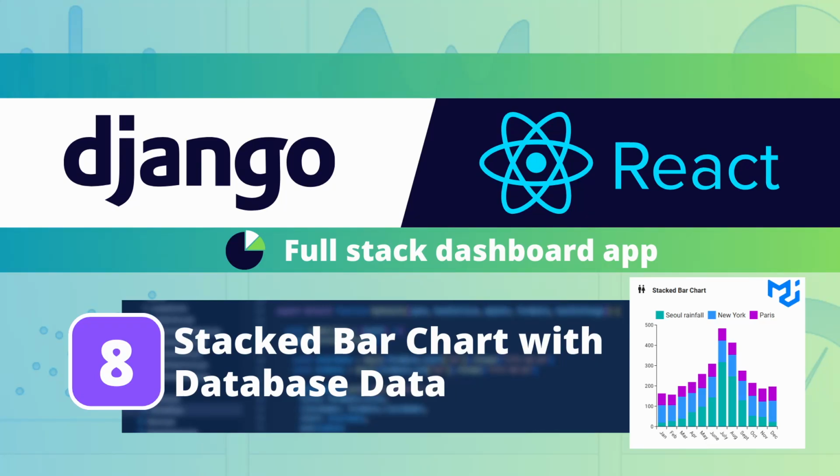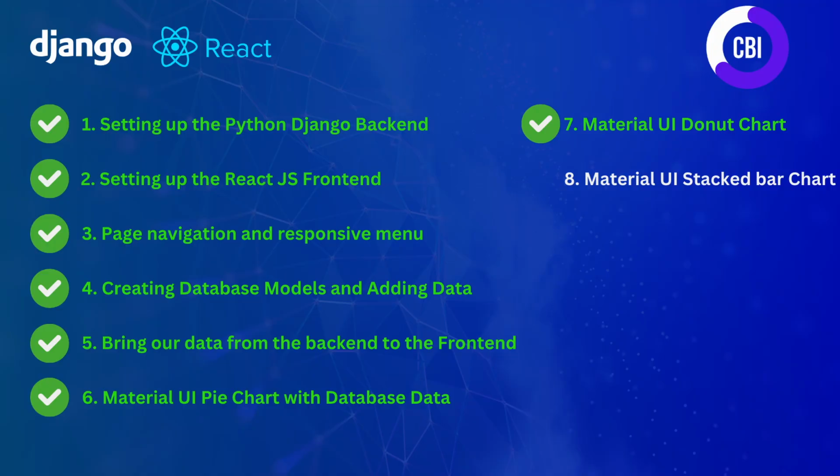In this tutorial series we're creating a Django and React dashboard app in which users can see database data visualized in various types of charts. This is not the first video in this series, in fact we've already done 7 before, in which we've covered the basic setup of Django and React. We've enabled page navigation and created a responsive navigation menu. We built our database models and I showed you how we can get the data to the backend, to the front end. And we already experimented with several charts such as the pie chart and the donut chart.